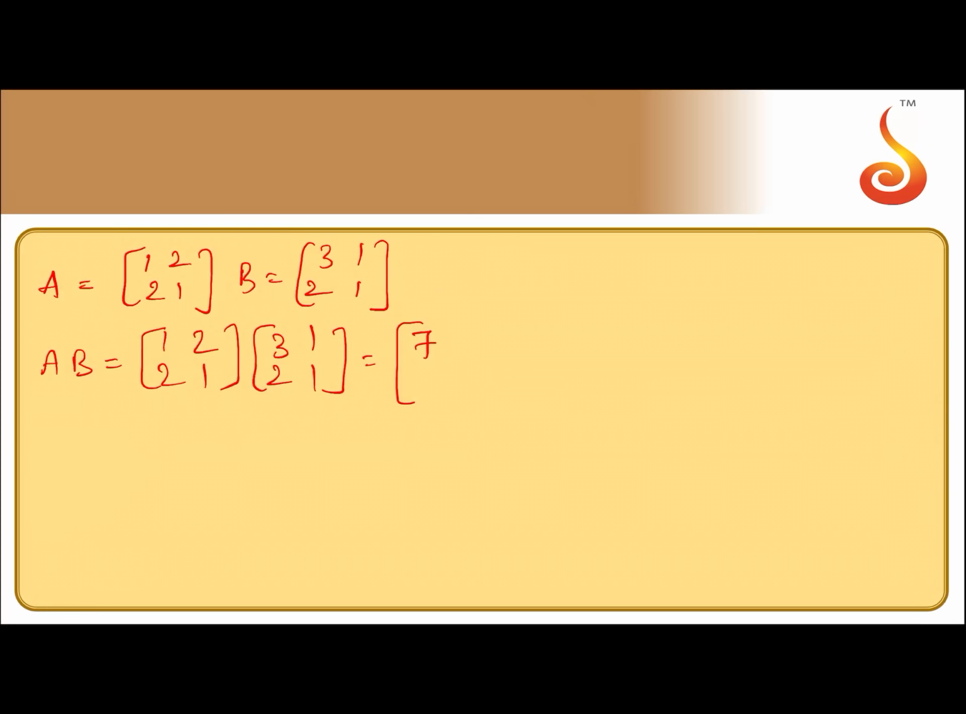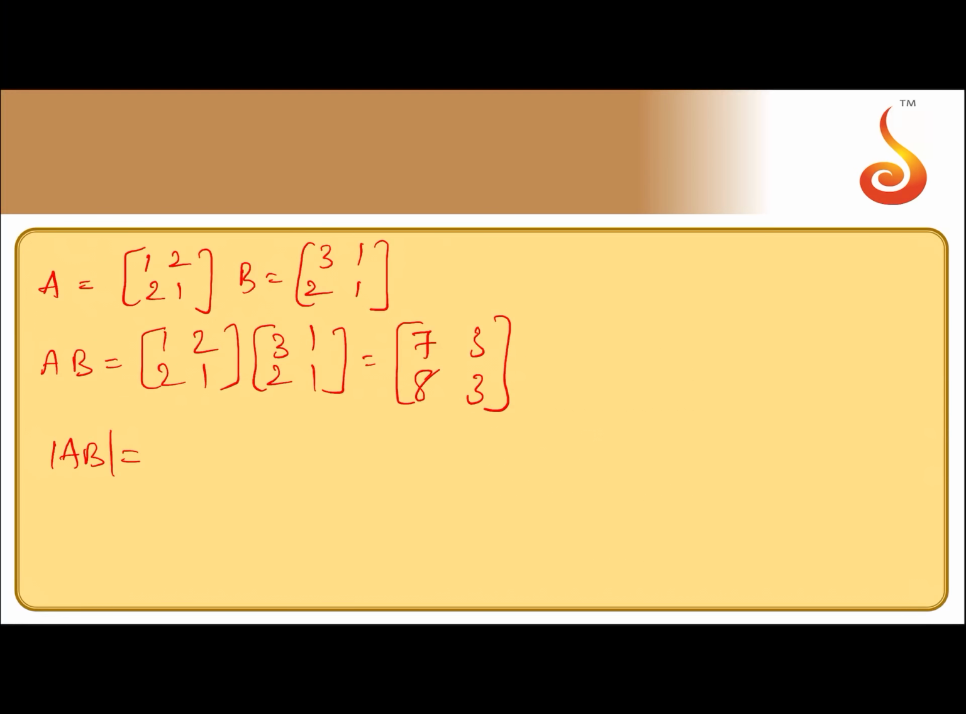First row, second column, 1 plus 2, 3. Second row, first column, 6 plus 2, 8. And second row, second column, 2 plus 1, 3. This is the AB matrix. Let me evaluate the determinant of AB.